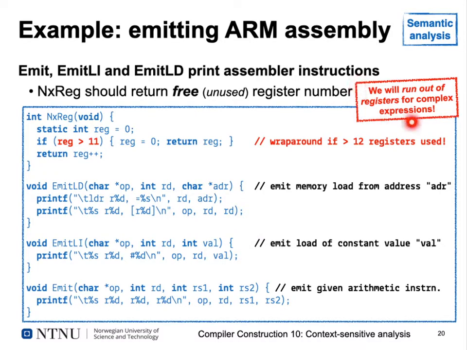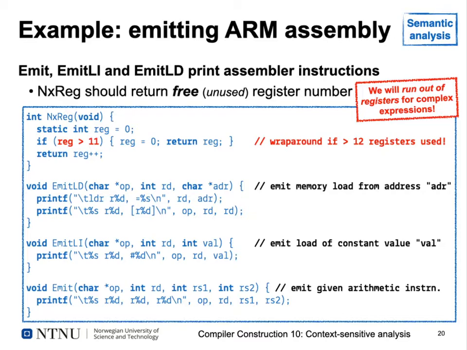This means if we have very complex expressions, we'll actually run out of free registers. And since we wrap around here instead of giving an error message, which would be the appropriate thing to do, obviously, we just override existing values. The other functions we've used are these emit functions to emit a certain command.